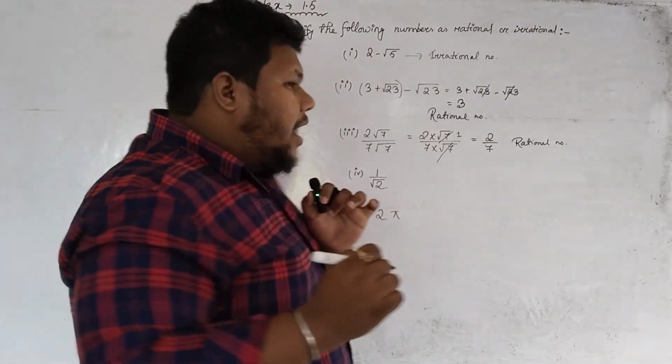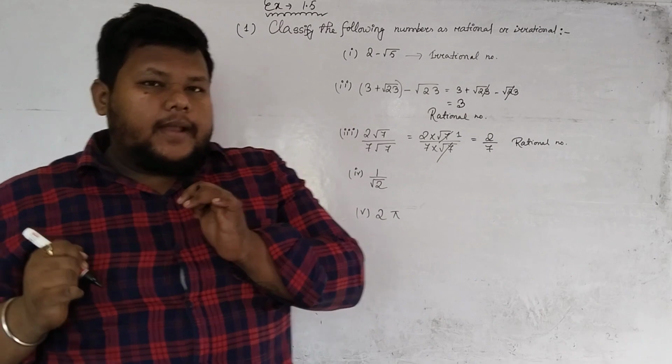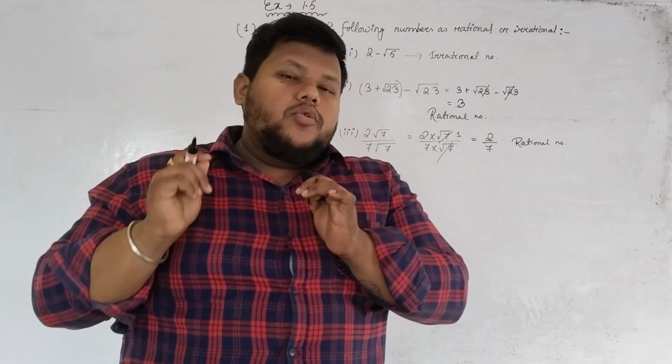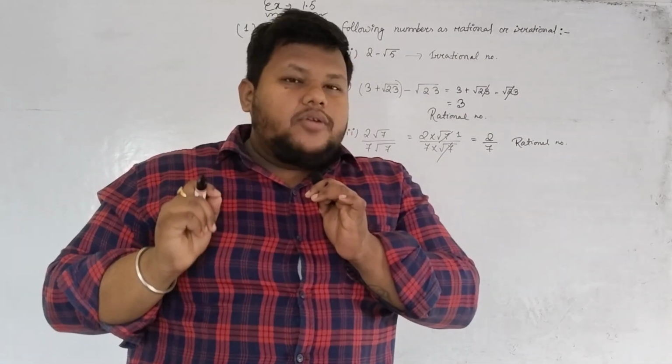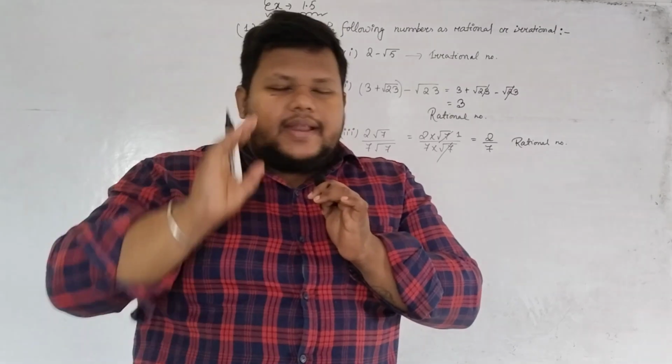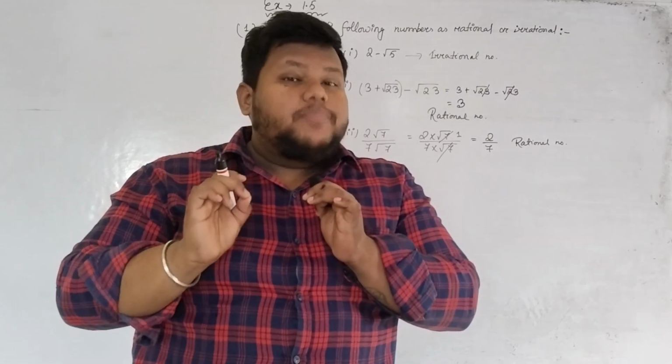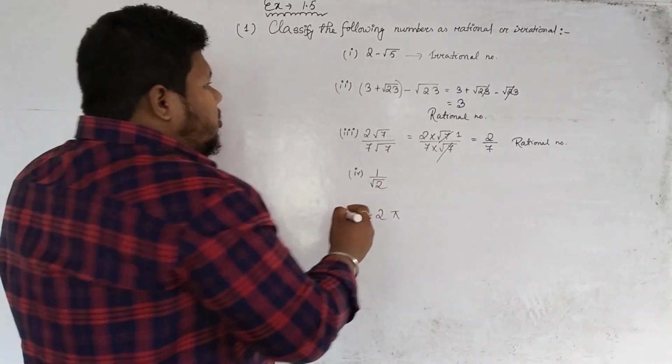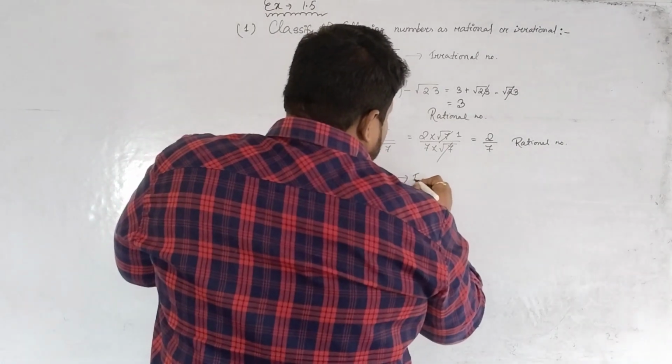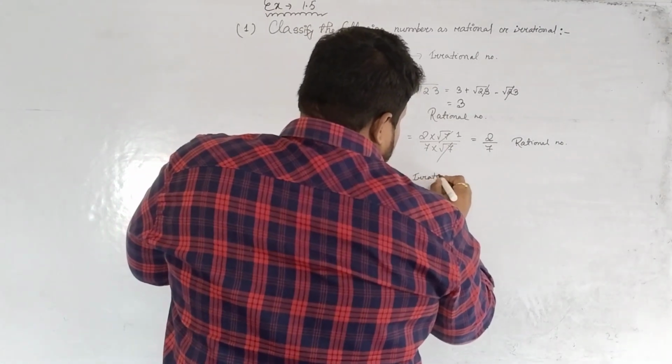Again, 1 by root 2. Now here root 2 is present or not? Again, root 2 is an irrational number, 1 is a rational number, but since root 2 is present here, the answer will be what? Irrational number.